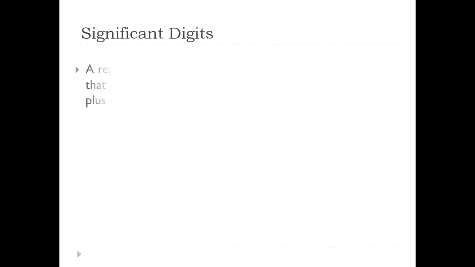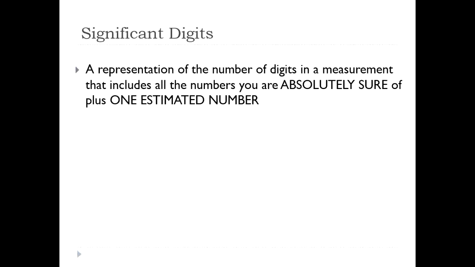So significant digits is a representation of the number of digits in a measurement that includes all the numbers you are absolutely sure of, plus one estimated number. It indicates the precision of a measurement.